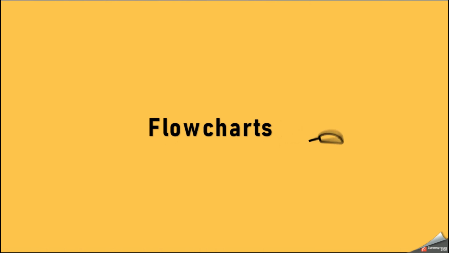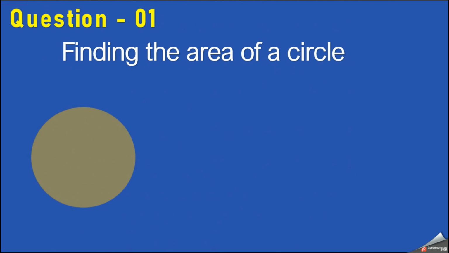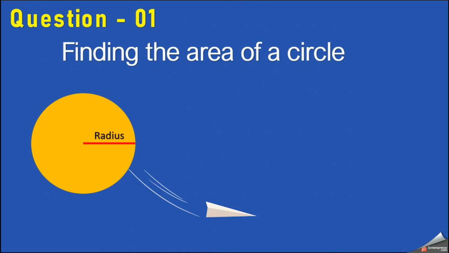So, as I told you last week, we are going to start some advanced problems related to flowcharts today. So, I'm going to start with a sequence structure flowchart. In my first example, they have given us to find out the area of a circle by using a suitable flowchart. Before finding the area, you should know two things.